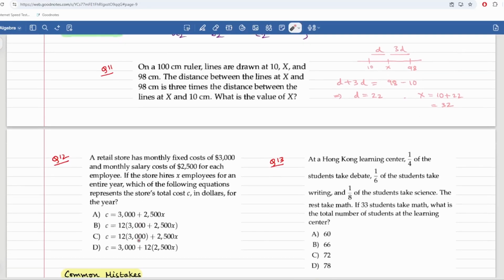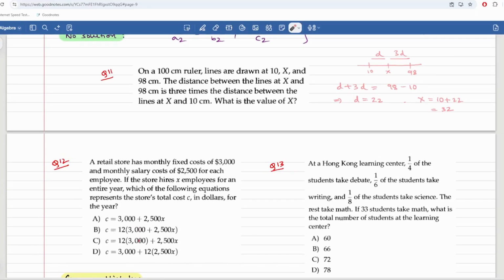Now ESAT provides you like 1.5 minutes per question max. So take 3 minutes, solve this question. A retail store has monthly fixed costs of $3,000 and a monthly salary cost of $2,500 for each employee. If the store hires x employees for an entire year, which of the following equations represents the store's total cost in dollars for the year?